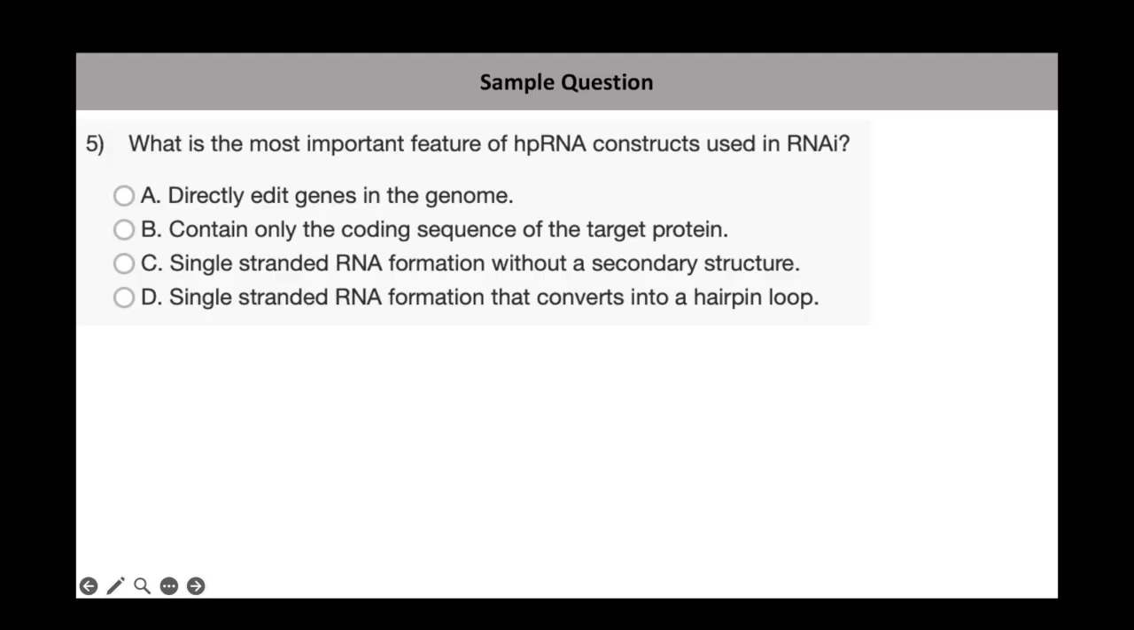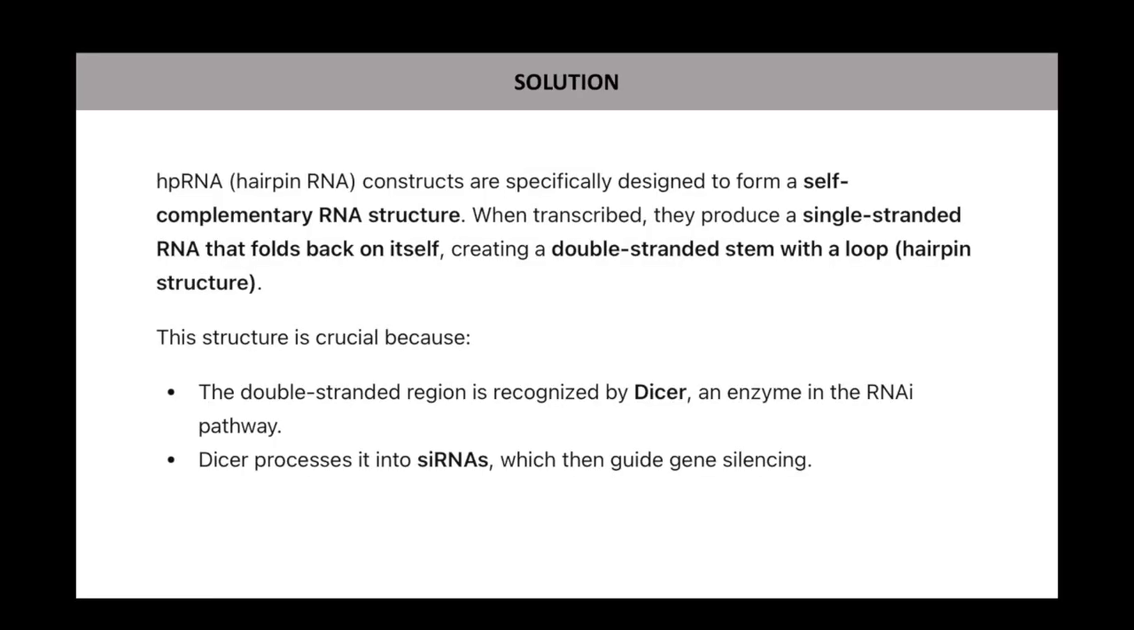Okay, so let's understand this question. So let's talk about first what is HpRNA. HpRNA is basically short form for hairpin RNA, and hairpin RNA constructs are specifically designed for forming self-complementary RNA structures. And when these are transcribed, they will produce single-stranded RNA, but that single-stranded RNA will fold back.